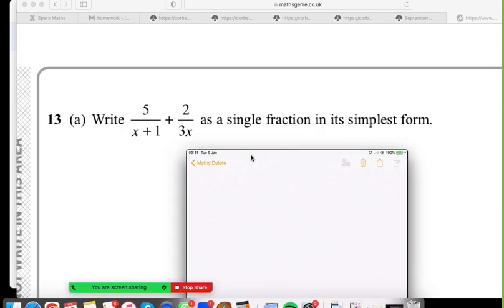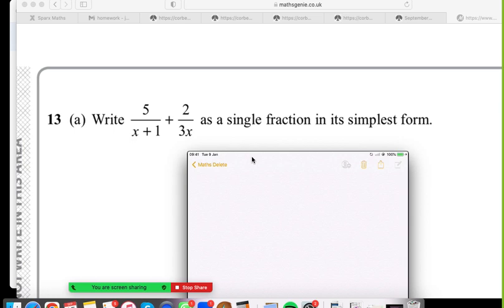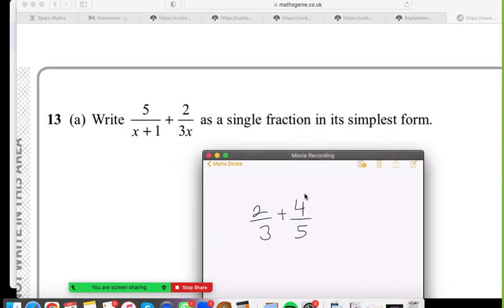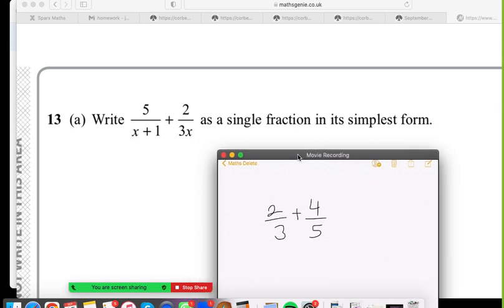We've got to write this as a single fraction, right? And then just going back to the normal fractions, let's say 2/3 add 4/5. But in order to add these up, you've got to have the same denominator, right? That's the only way to add fractions, and the same rule applies here as well with these algebraic fractions too.